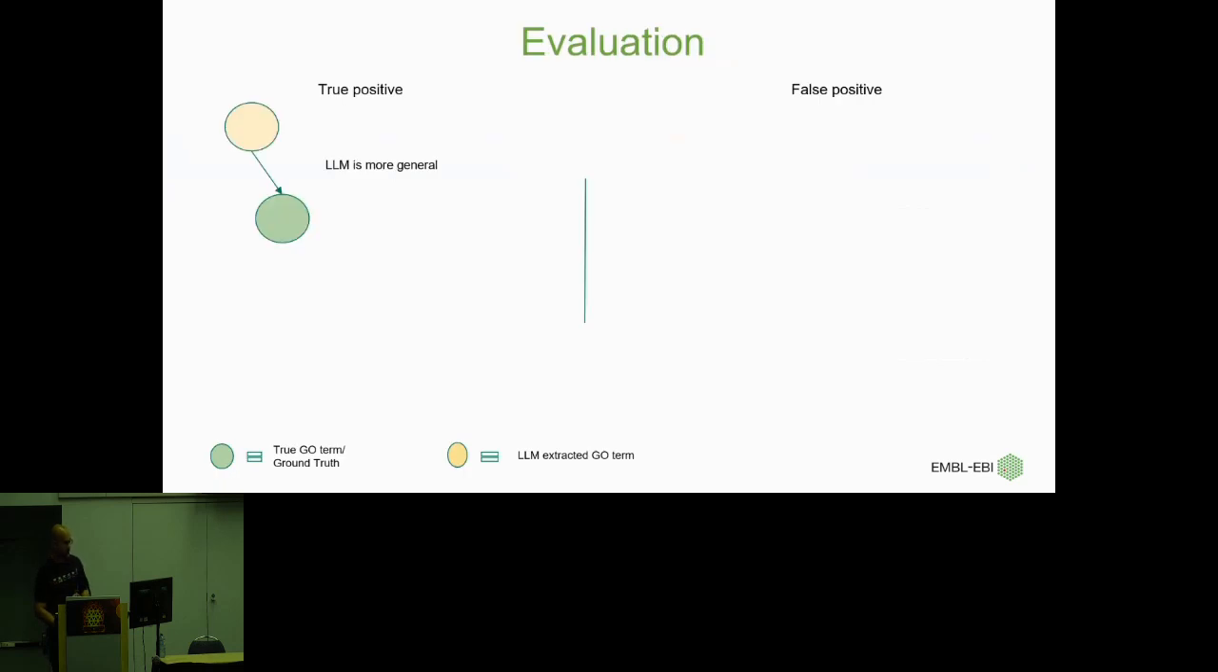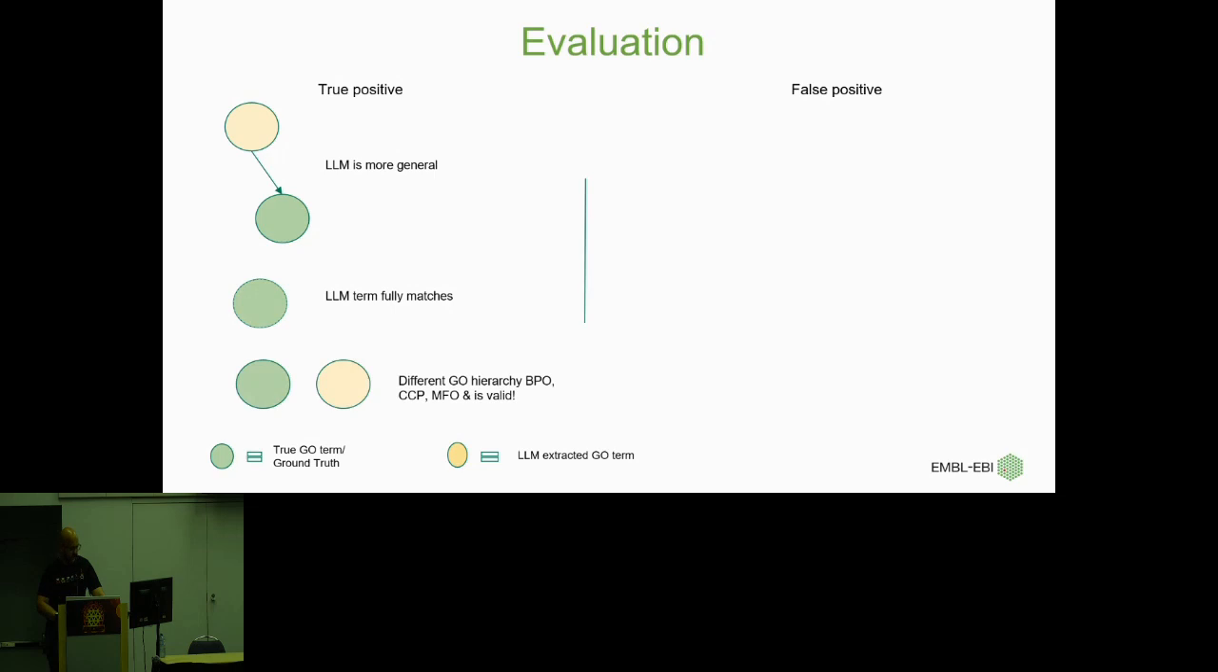In terms of evaluation, the yellow one is the term which is LLM extracted, while the green one is the true term. So if the LLM extracted term is more general, we consider it a true positive, but we have a limit. We do not go to the very highest level of the Go aspect. There are 3 aspects in Go. We do not take the super parent terms into this true positivity. If the term exactly matches, then it's a true positive.